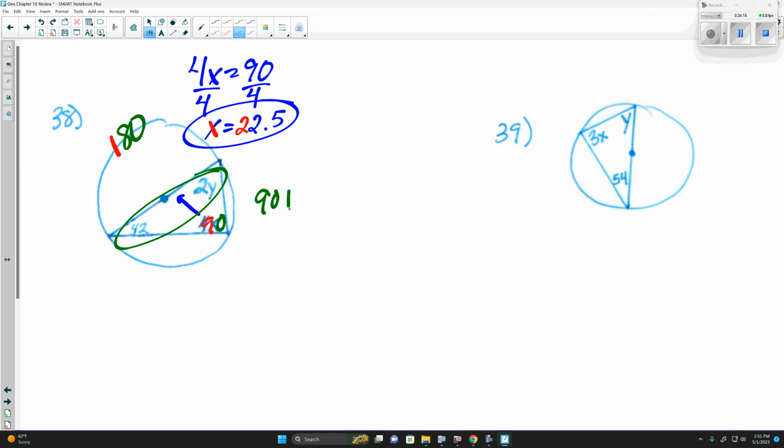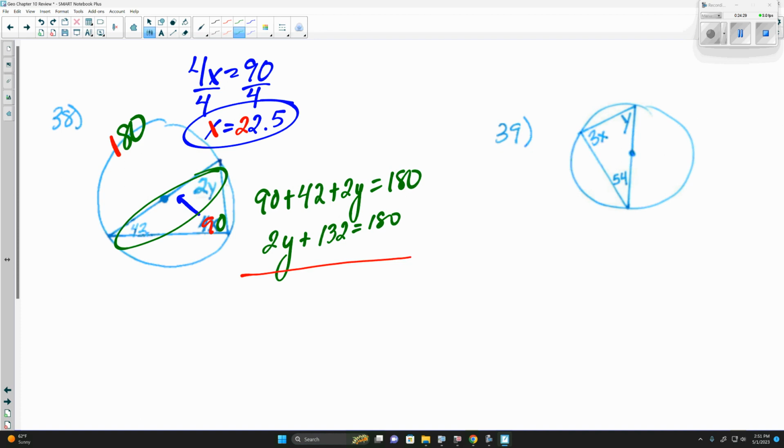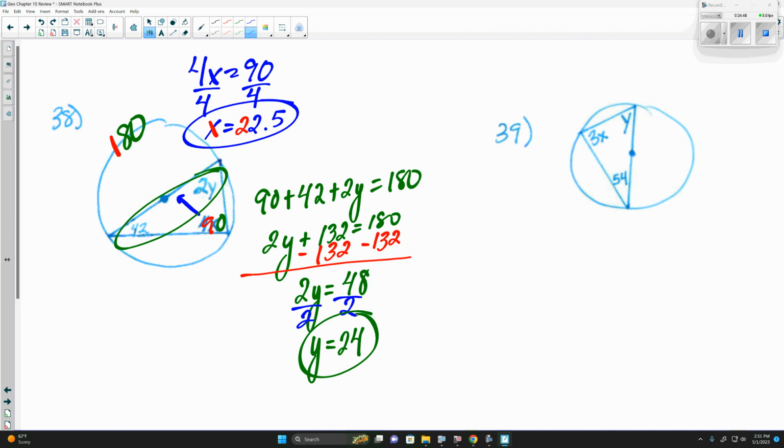So we could say 90 plus 42 plus 2y is 180. If we add those two together, we get 2y plus 132 is 180. Subtract 132 from both sides, telling me that 2y is equal to 48. Divide by 2, telling me y is 24. We could have also said that 42 plus 2y is 90, because if I take 90 away from both sides, it does work also.